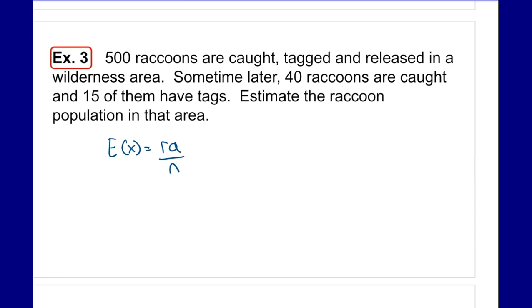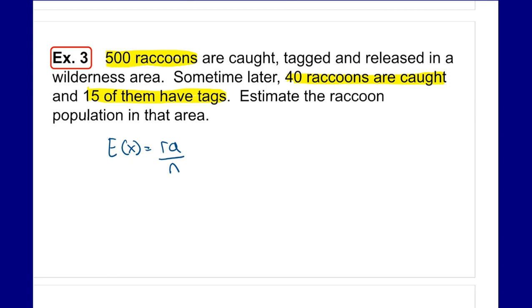So that is what we're given. We're given some of the information. Let's highlight the information that we're given. So we're given that 15 of them have tags, 40 of them are caught, and there are 500 raccoons caught, tagged, and released into the wild. So we want to estimate the actual population.